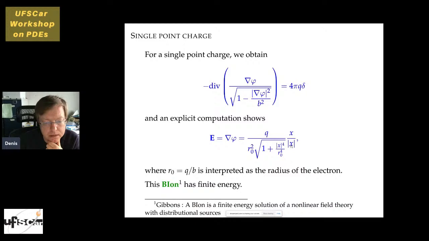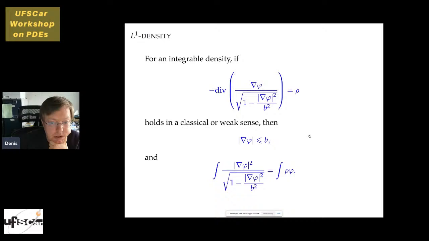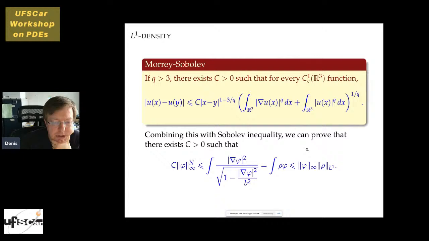Okay. Now you can ask also, what about if I have an L1 density now? Because L1 was not good also for the Maxwell case. So let's see now for this Born-Infeld case. And the answer is again, assume you can give a meaning to this equation. So you multiply by phi and you integrate. Then you see that the conclusion will be a consequence of another very important inequality in PDEs, which is the Morrey-Sobolev inequality. In fact, thanks to the Morrey-Sobolev combined with the Sobolev inequality, you can bound this guy from below by the L infinity norm of phi.